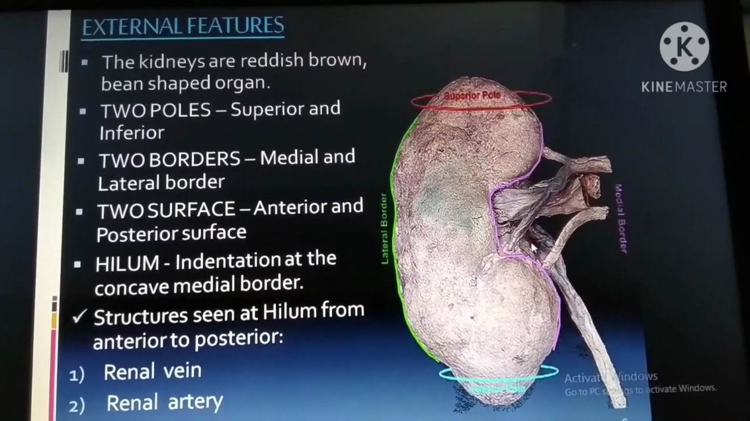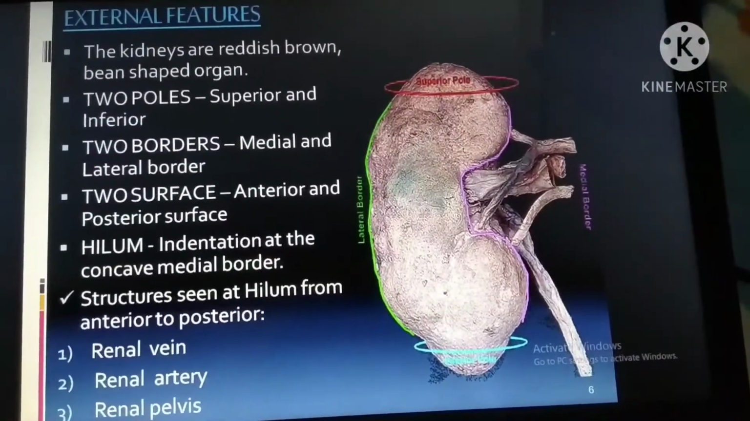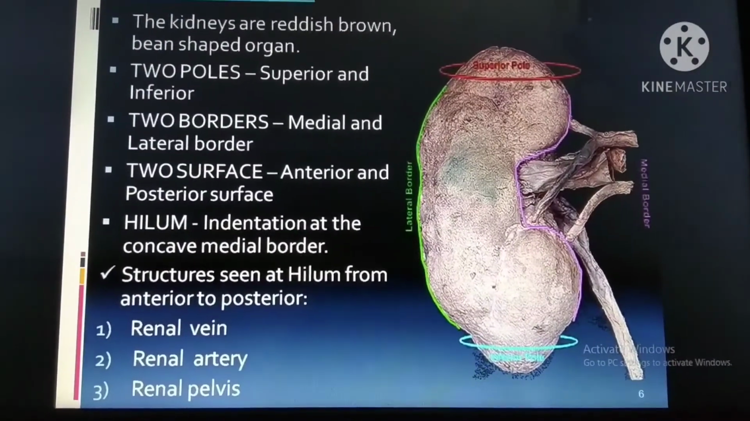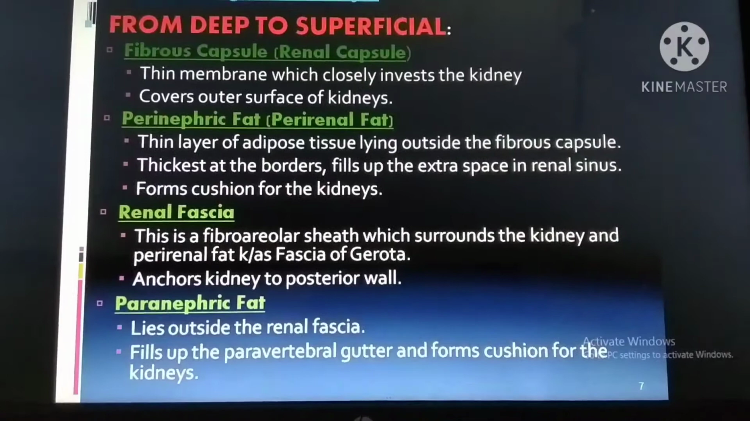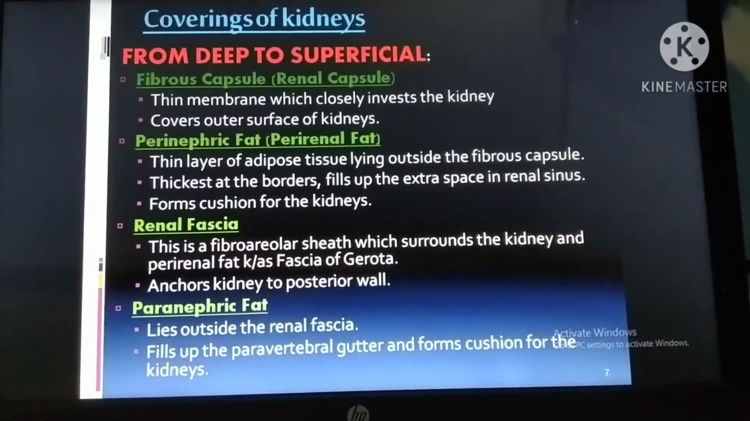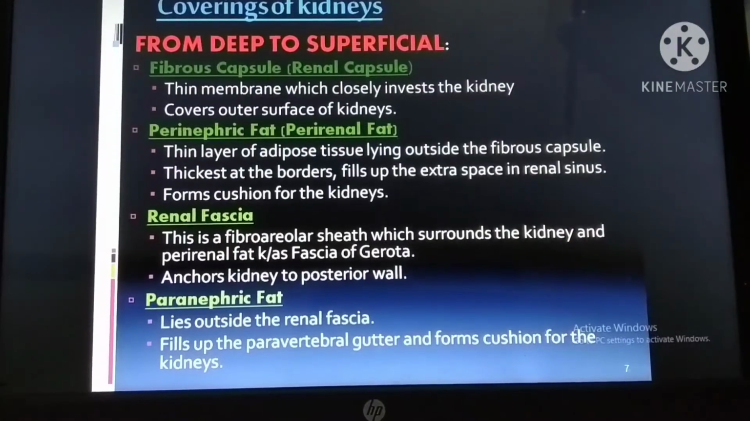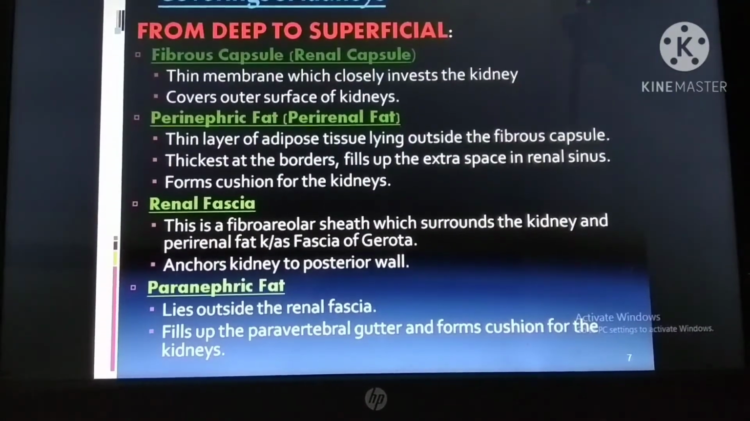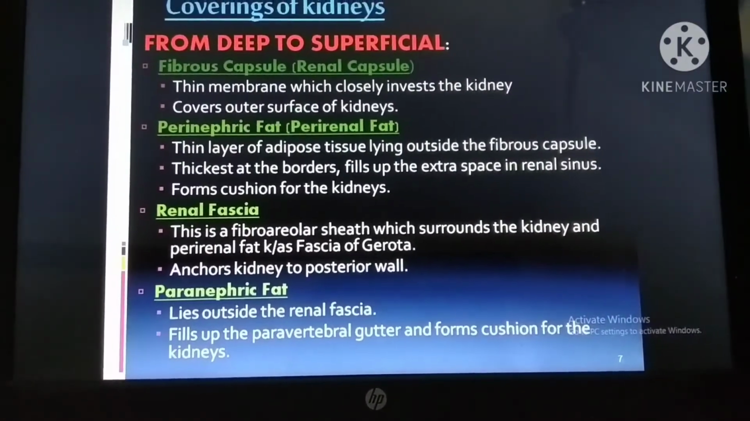Structures seen at hilum from anterior to posterior: renal vein, renal artery and renal pelvis. From deep to superficial, the coverings of the kidneys are fibrous capsule, perinephric fat, renal fascia and paranephric fat, which we show in the next diagram.